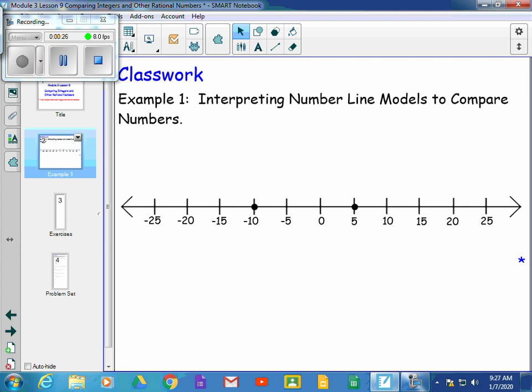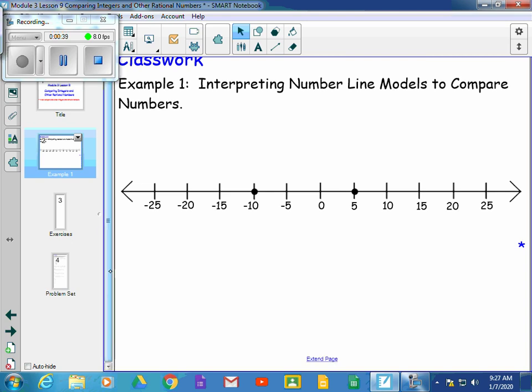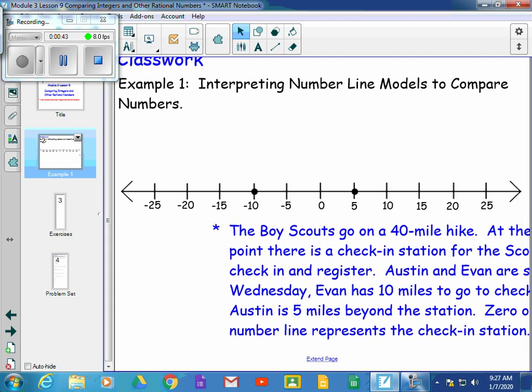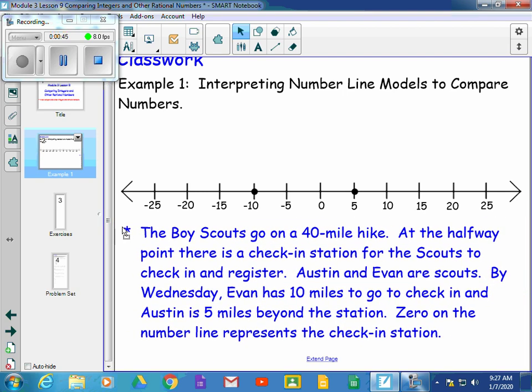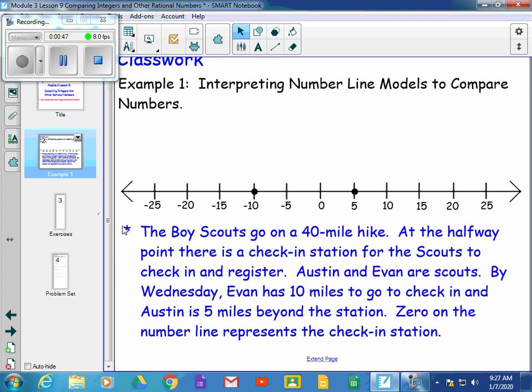It's going to ask us to interpret number line models to compare numbers. Notice we have a number line here given, and they've got points on -10 and 5. We're going to give you a little story, and that will help us interpret what those points actually mean in a real-world situation. I want you to copy this story down, pause it after I read it, and then turn the video back on once you're finished writing it down.